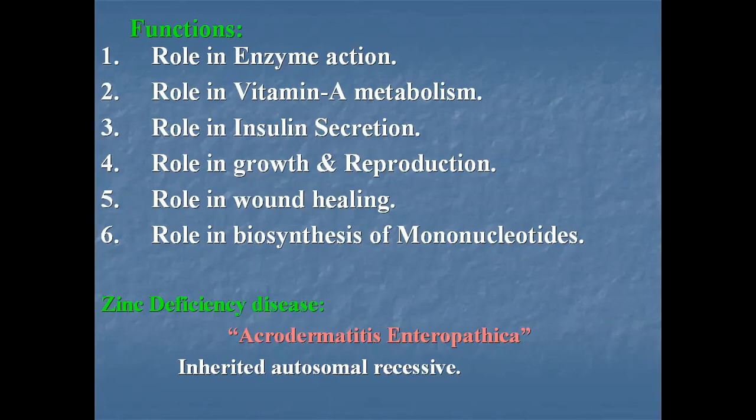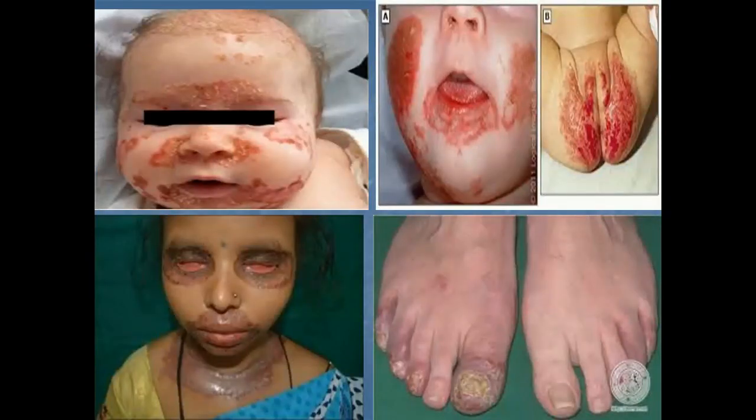Treatment of acrodermatitis enteropathica: a dose of zinc is given up to half to 1 milligram per kg body weight, about 1 to 3 times a day, just to decrease the risk of acrodermatitis enteropathica. This slide shows the clinical features of acrodermatitis enteropathica, a disease characterized by dermatological, ophthalmological, gastrointestinal, and neuropsychiatric features along with growth retardation and hypogonadism.